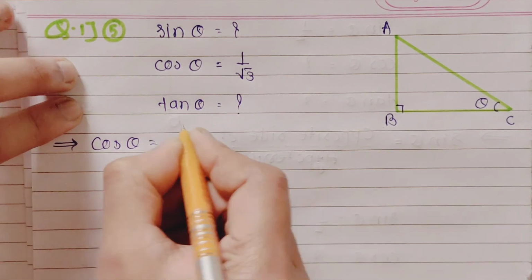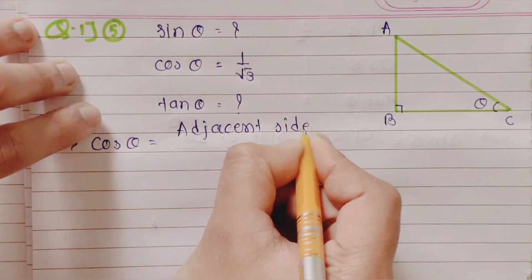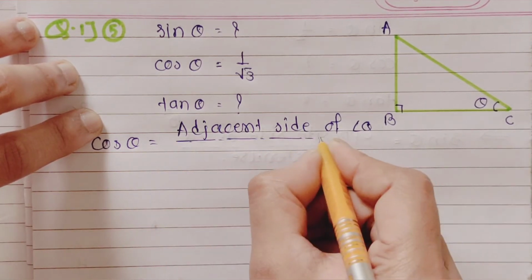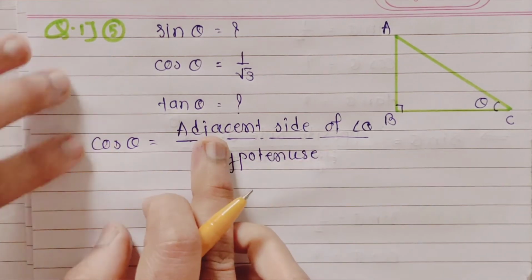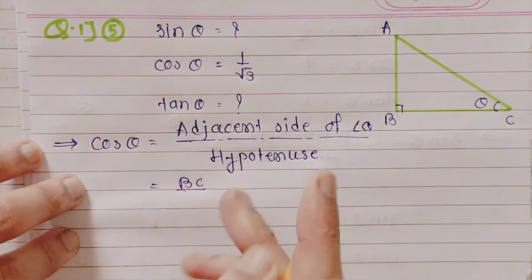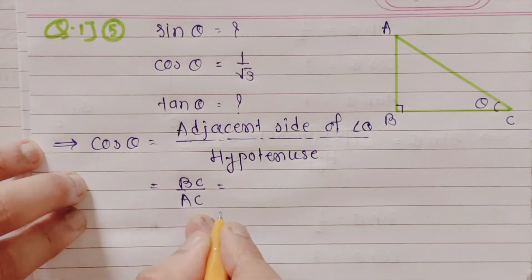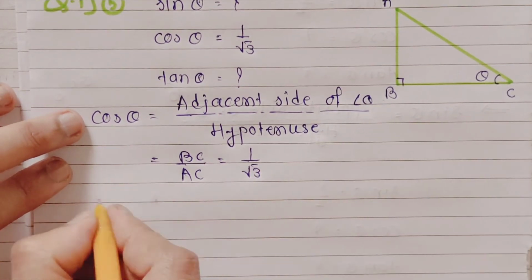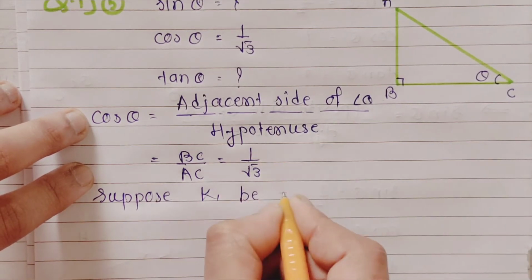cos ratio, it is adjacent side of angle theta upon hypotenuse. So adjacent side for angle theta, that means BC. BC is the adjacent side and hypotenuse, that means AC. So BC upon AC is equal to 1 upon root 3. Is it clear? So suppose k be the common multiple.